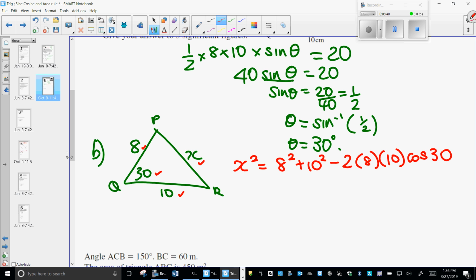So how do you know? You just have to remember that if you're trying to find this length x, we need to know the angle opposite it, which we do. What was your question? How do we know it's the cosine rule? Because it was 3 side lengths and an angle. And when it's 3 and 1, it's the cosine rule. When it's 2 and 2, it's the sine rule.